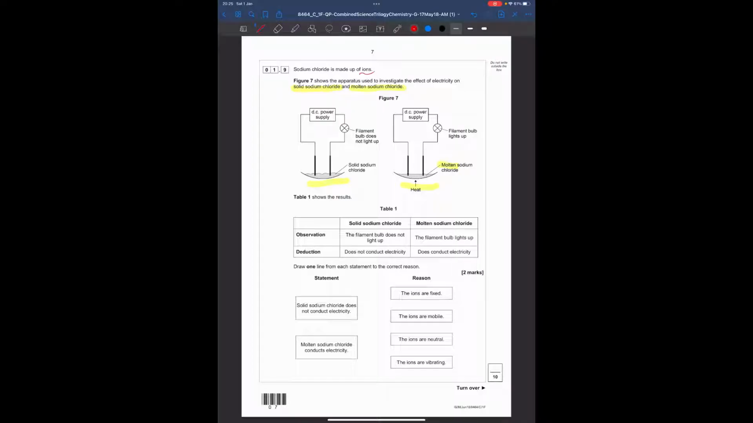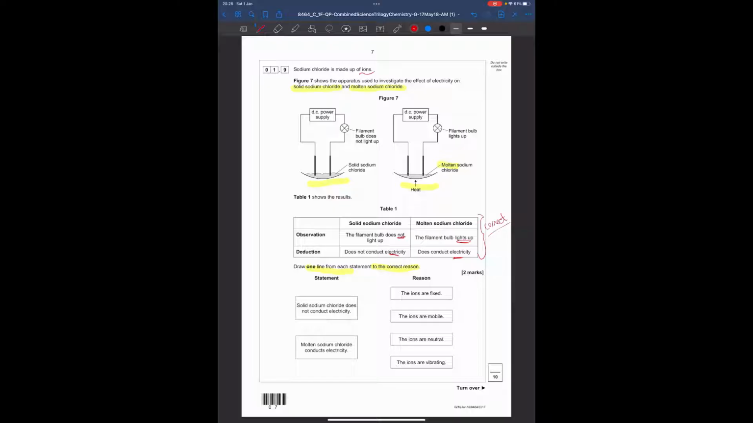You've got the observations in table 1. So solid sodium chloride, the bulb does not light up, and therefore they're saying it does not conduct electricity. Under molten sodium chloride, they can see the bulb does light up, and therefore they're saying it does conduct electricity. So that sounds to me like they've got their table correct. So what we need to do is draw one line from each statement to the correct reason.